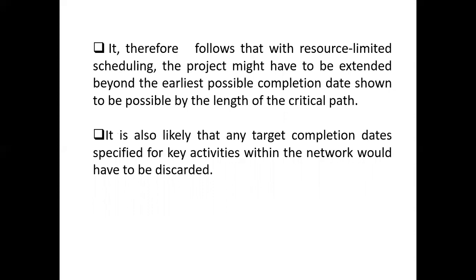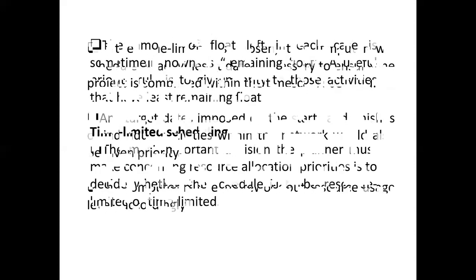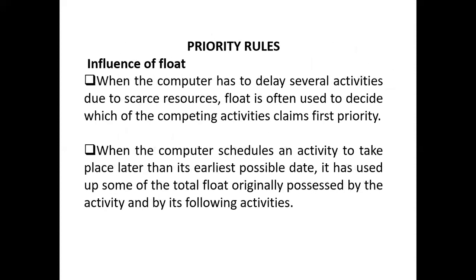It follows that with resource limited scheduling, the project might have to be extended beyond the earliest possible completion date as shown to be possible by the length of the critical path. This term we will discuss later on, when it comes to drawing the plans of the project. It is also likely that any target completion date specified for key activities within the network would have to be reconsidered. So we have looked at these three rules. These are very, very important when it comes to resource planning.